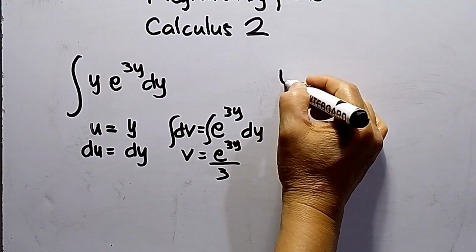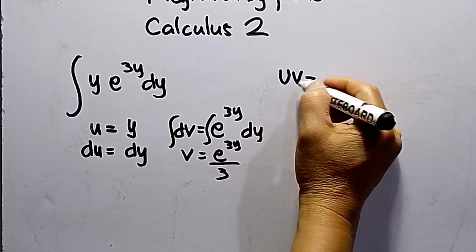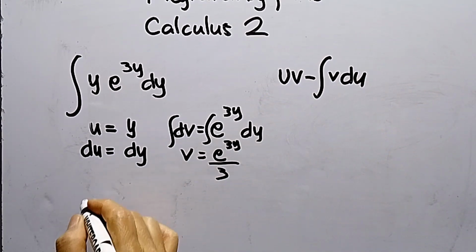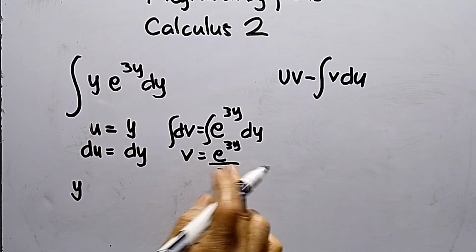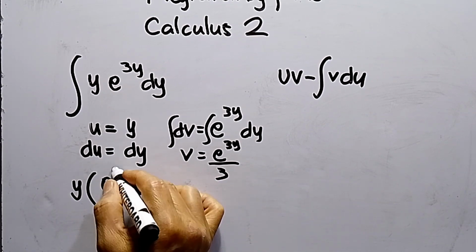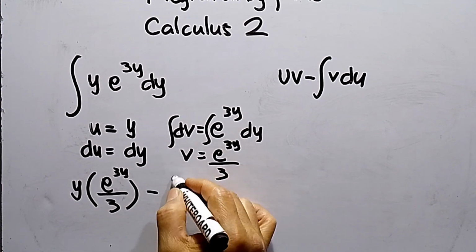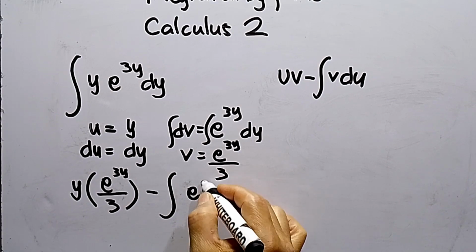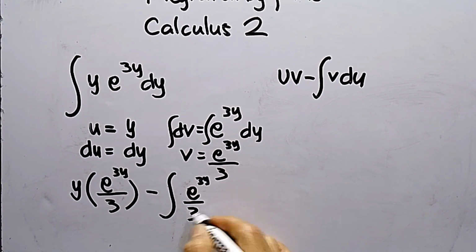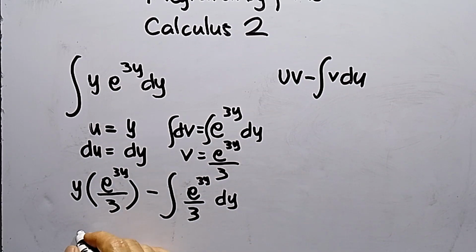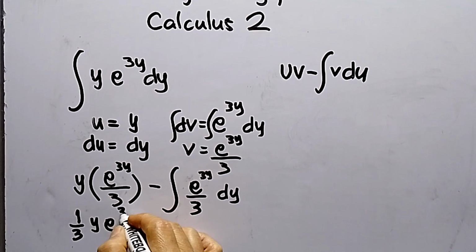So apply the formula uv minus the integral of v du. So this is integration by parts. So u will be y, and my v is e raised to the 3y over 3, then minus the integral of v du, e to the 3y over 3. Then du is dy. Okay, so this will be 1/3 y e to the 3y.